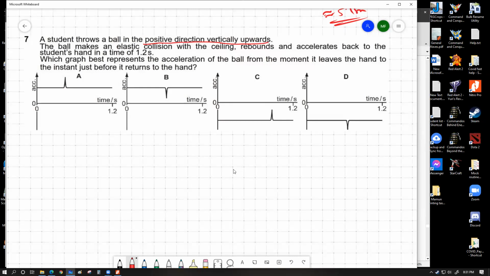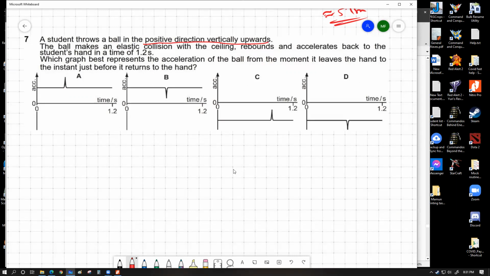Try to understand the meaning of this word. The ball makes an elastic collision, which means no kinetic energy is lost. The ball makes an elastic collision with the ceiling, rebounds and accelerates back to the student's hand in a time of 1.2 seconds. Which graph best represents the acceleration of the ball from the moment it leaves the hand to the instant just before it returns to the hand?